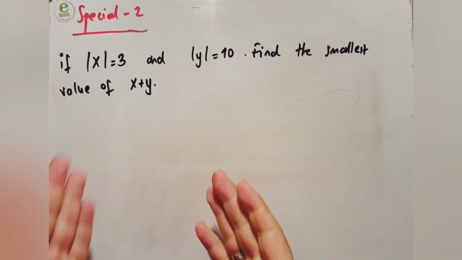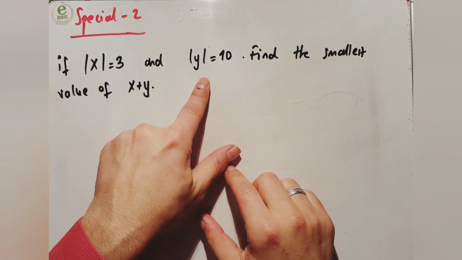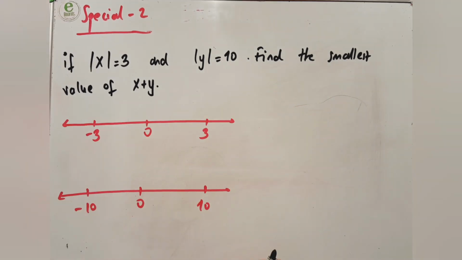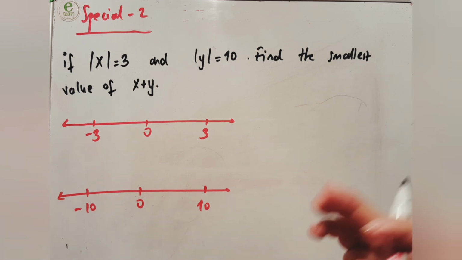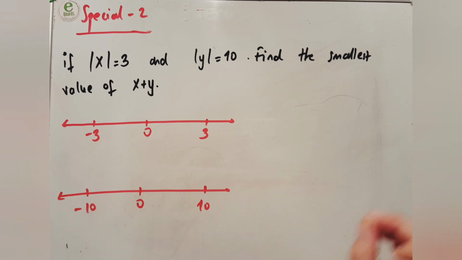On the second question, if the absolute value of x is equal to 3 and the absolute value of y is equal to 10, all we need to do is find the smallest value of x plus y. To solve it, I'm going to show you a number line. First, remember the definition of absolute value. The absolute value is the distance between a number and the origin.